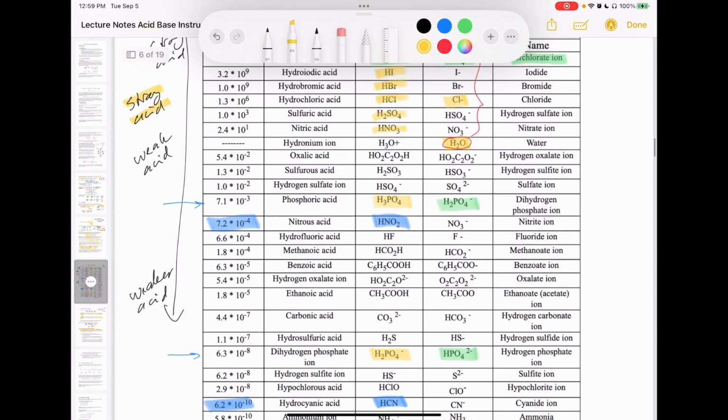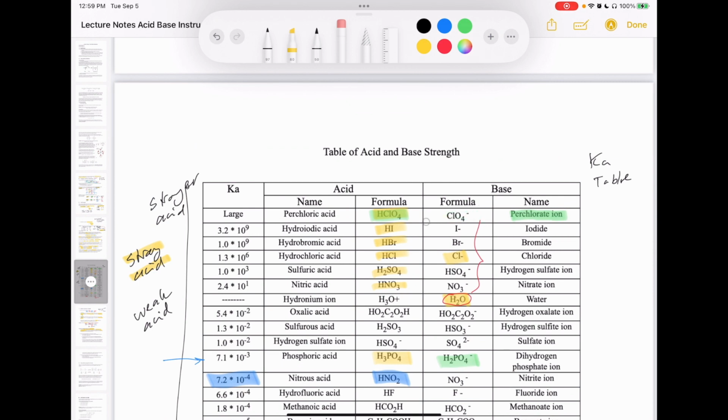Okay, so again, I'm going to bring this table up here to show you what I mean by that. And what you need to remember is that the acid here gets stronger as you go up, the base gets weaker, right? Because remember, there's that inverse relationship between acid and conjugate base strength. So water is here as a base.